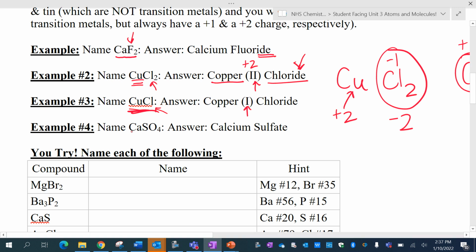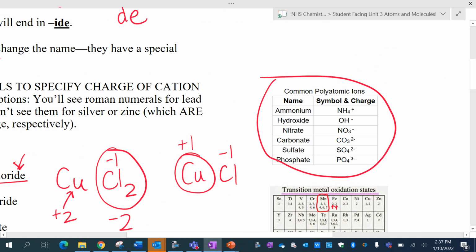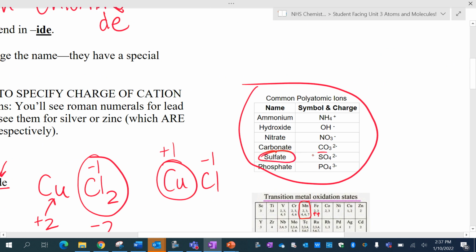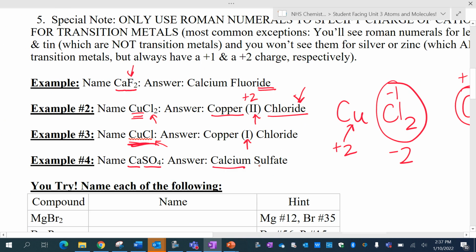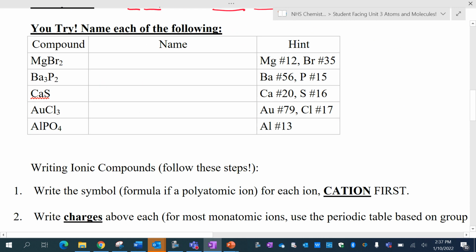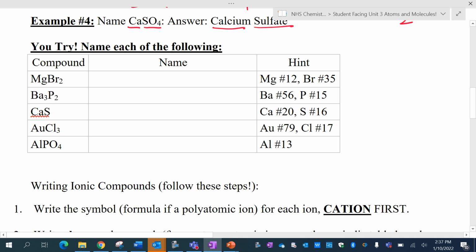Number 4, Ca, and then if you've been studying your polyatomic ions, you would recognize SO4 as one of the 6 that has a special name. SO4 is sulfate. So we would just name this calcium sulfate. We don't change the ending. Okay, so let's do some. By the way, you might want to pause the video and try to do these yourself, and then come back and see if you got them right.